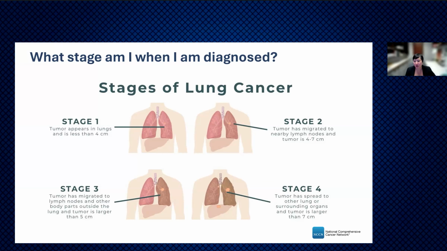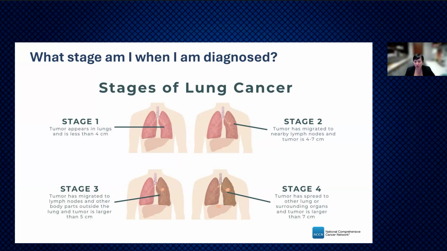It hasn't gone anywhere. It's one spot in the lung, and it has to be less than 4 centimeters, which is about an inch and a half. And in medicine, we do use the metric system, so everything will be in centimeters. In stage 2 lung cancer, the cancer has spread to the lymph nodes, which tend to sit along the airway, or the tumor is a bit bigger. It's more than 4 centimeters, but less than 7 centimeters. And 7 centimeters is approximately 2.5 inches.